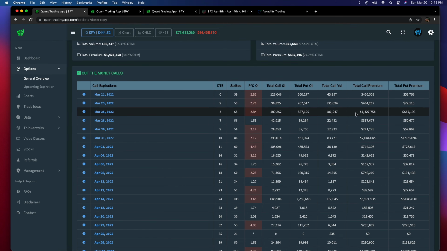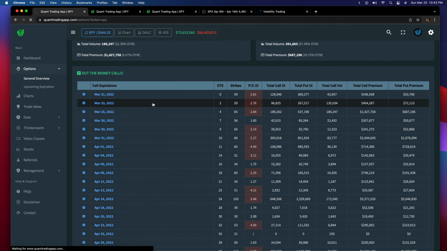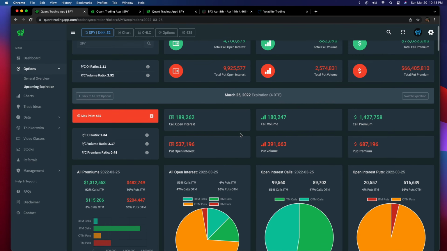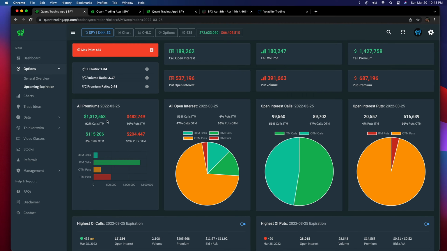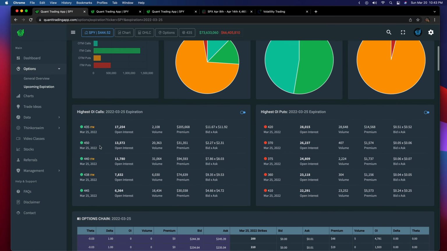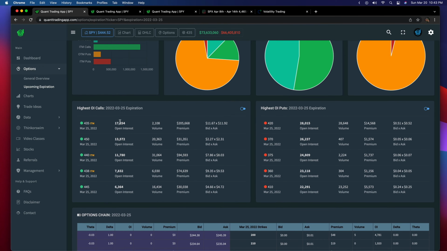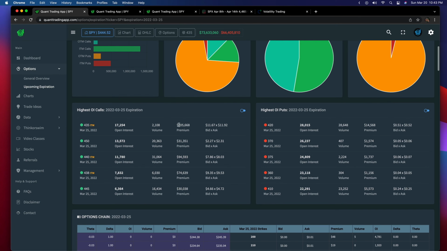So the one we want to take a look at is, say, for example, this upcoming week. I just click that, and that's how I can actually see where the highest open interest and the highest premium are. So again, here's our max pain level. Here's a little bit of the breakdown for the premiums for that expiration, as well as right now the highest open interest call is the 435, which is in the money. This is not a lot of premium though, relative to the grand scheme of things.